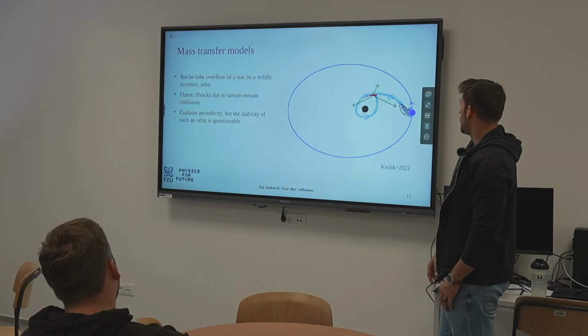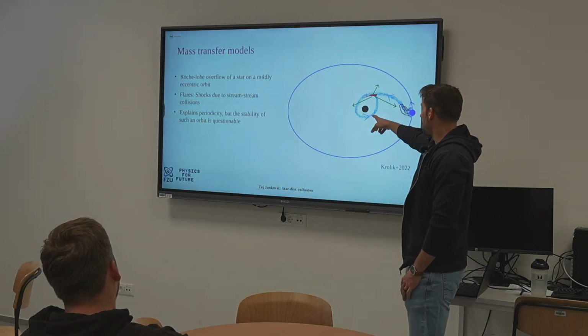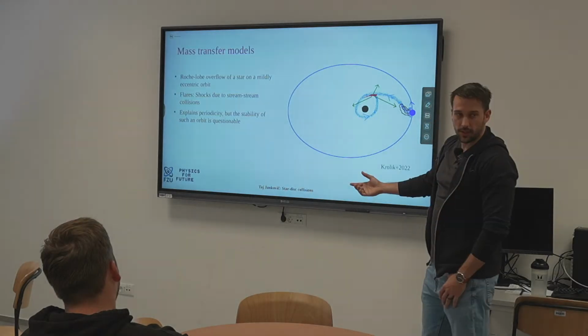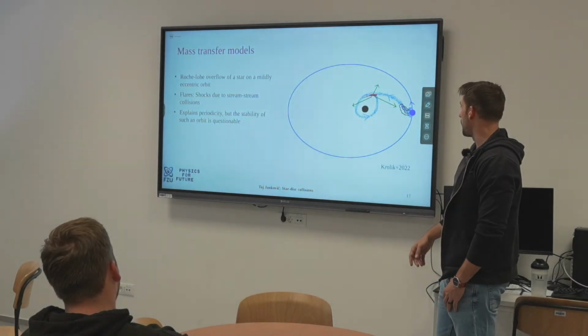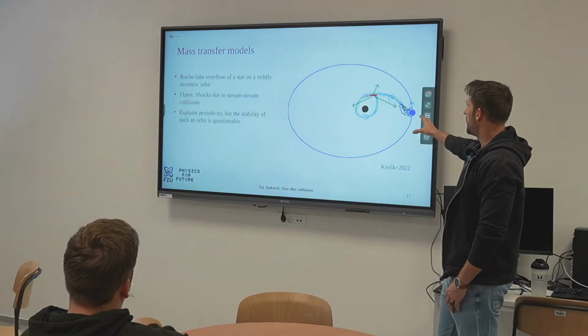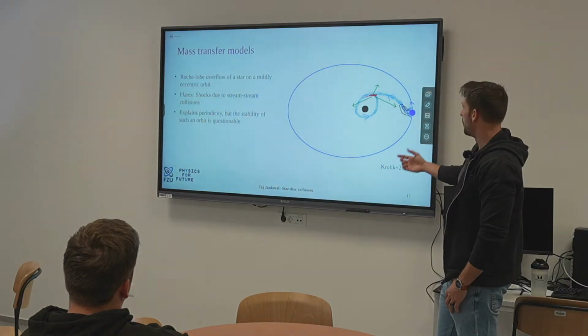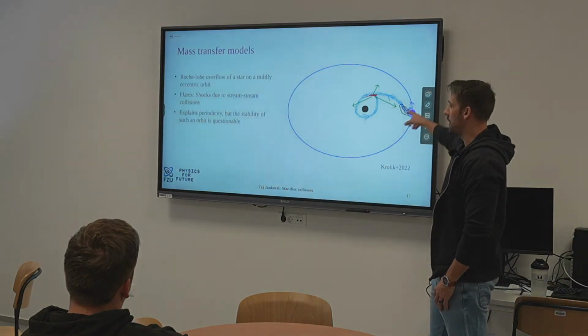Then another model involves a supermassive black hole and then a star which was brought in the proximity of the black hole due to gravitational wave radiation. And this star needs to be at the right distance from the black hole that it undergoes Roche lobe overflow during each pericenter passage.